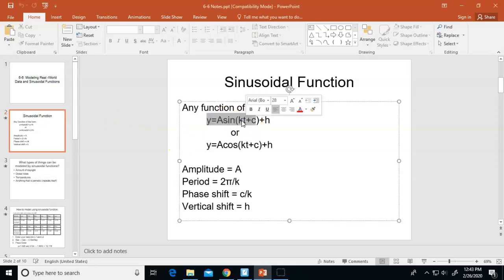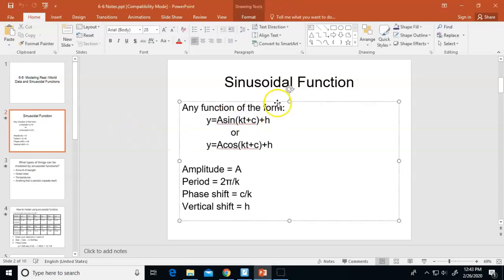I'm going to change this. It says K. It doesn't really matter what letters you use, but we've been using B and D, so let's just change that K and H to B and D, because that matches what we've been doing a little bit more. So this is C over B, and actually there should be a negative right there, and let's make that D.